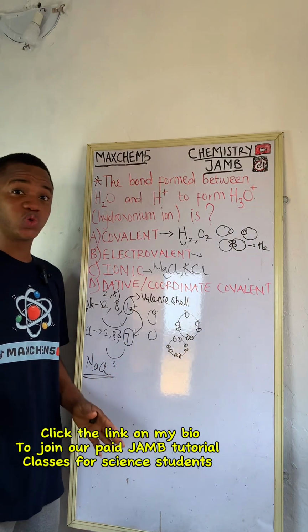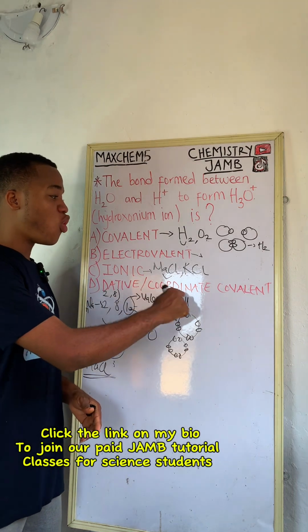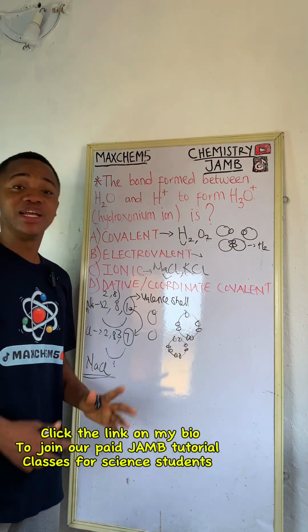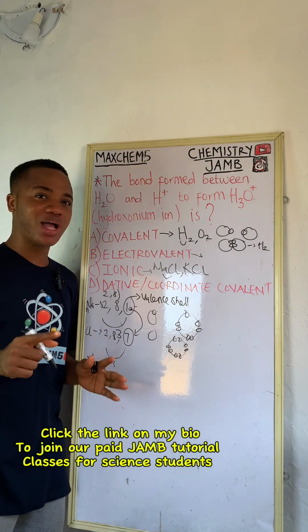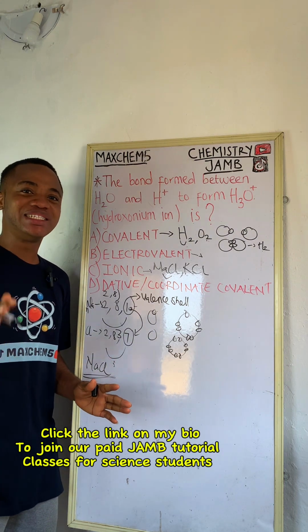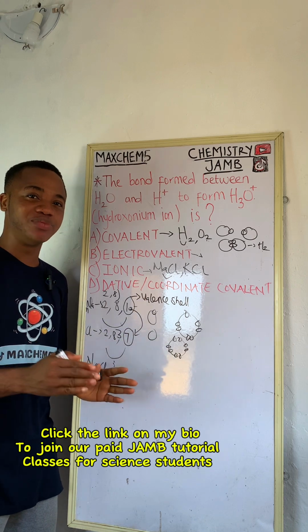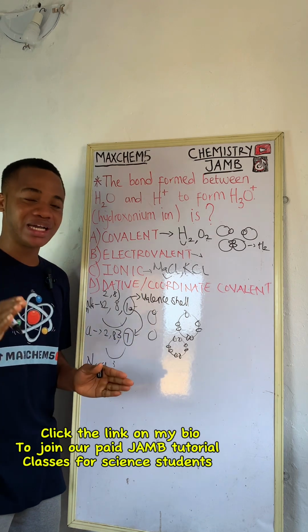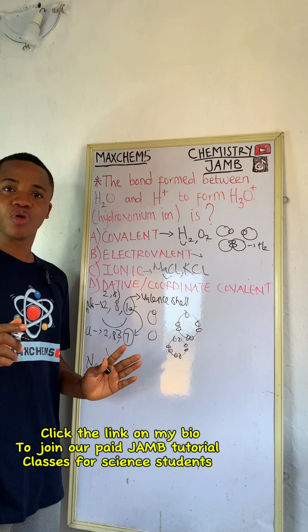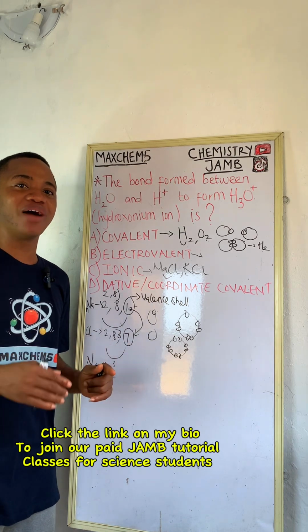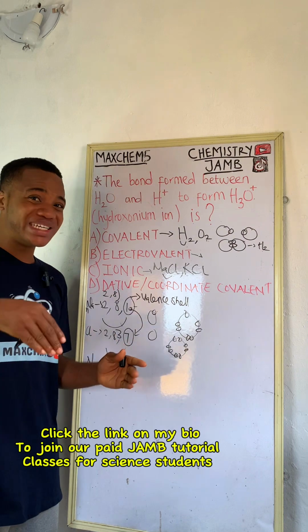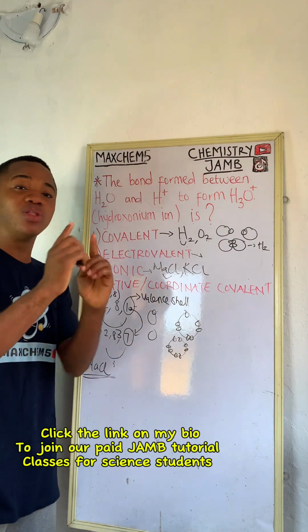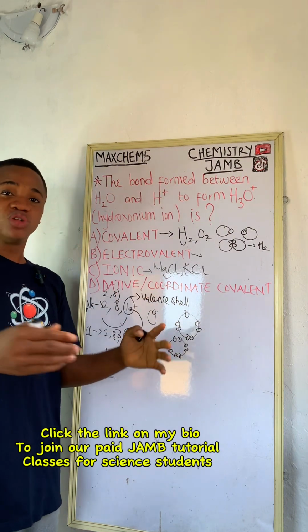So now to the next one. Dative or coordinate covalent bonding. This is also a type of interatomic bonding. And what is spectacular about this type of bonding is that the electrons that are used in the bonding are only donated by 1 atom. Let me give you an example. Let's say we have 2 participating atoms now. The electrons that are going to be used in the bonding are going to be donated by only 1. And both of them are going to share it together.